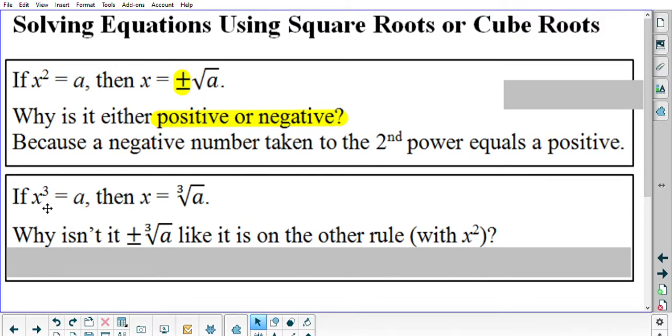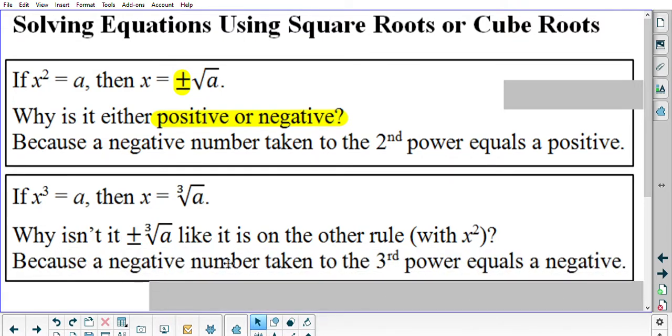If the cube root of x equals a, then x is just going to equal the cube root of a. Now, why doesn't it have the positive or negative symbol like the other rule did above? Here's why. If I take a negative number to the third power, it does not equal a positive. It actually equals a negative, because a negative times a negative is a positive, but times a third negative puts it back to a negative answer. So that could not work if x to the third equaled a regular positive a.